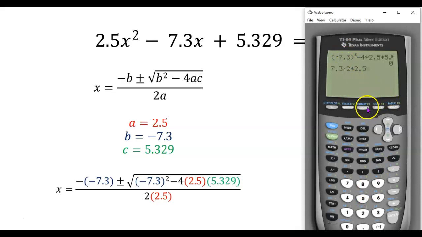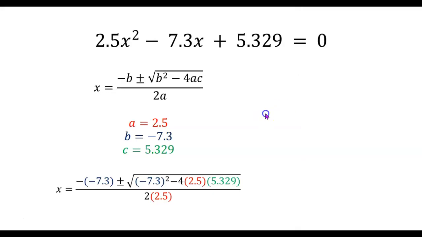now if I put it in like this, 2 times 2.5, or without parentheses, I'm not going to get what I want, because it's going to divide by 2 first and then multiply the result by 2.5. I want it to divide by this whole thing, 2 times 2.5. So I'm going to put that in parentheses. So I have 7.3 on top divided by 2 times 2.5 on the bottom, and that comes out to be 1.46. So that is the solution to this quadratic equation.